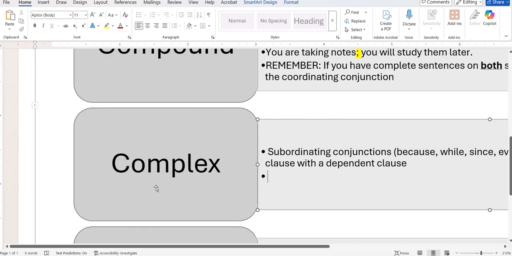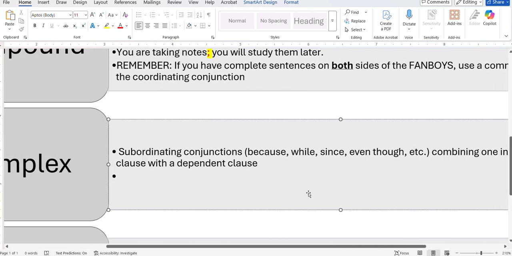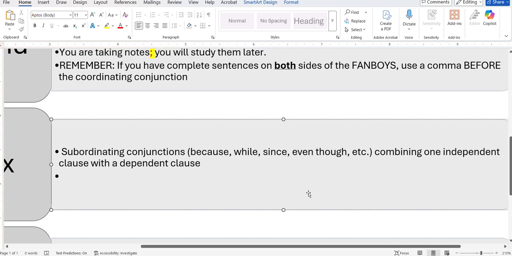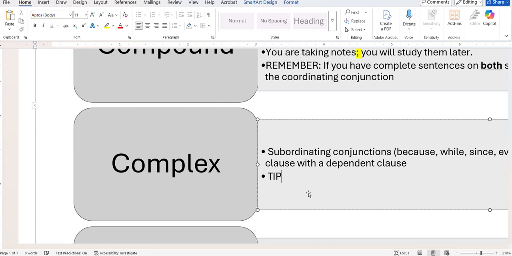Also, my tip here. So, tip. It's getting really frustrating that it keeps moving. Okay, tip. Mix up starting and ending with the dependent clauses.